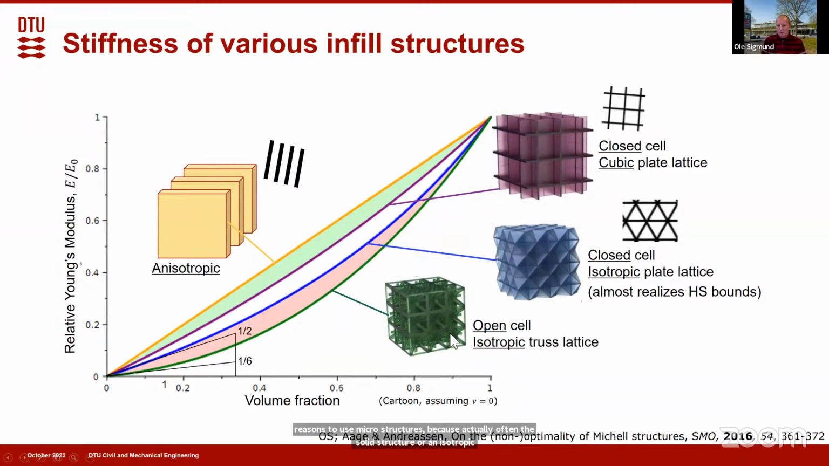For example, what we often see is an isotropic truss lattice structure, but if we look at its relative modulus versus volume fraction, well, then it's a very low stiffness you get for open wall truss structures.